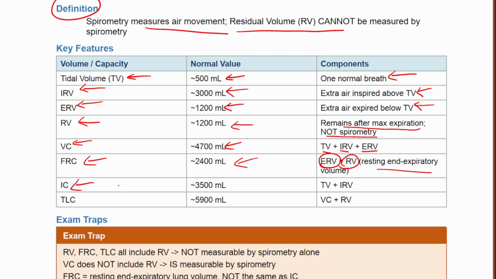Inspiratory capacity is 3500 ml and is composed of TV plus IRV. Total lung capacity stands at 5900 ml and is the absolute total, calculated as VC plus RV. When analyzing the spirometric graph, pay close attention to how these sections align.